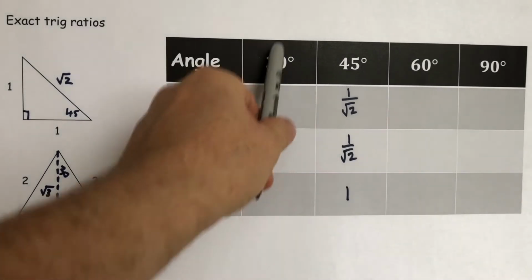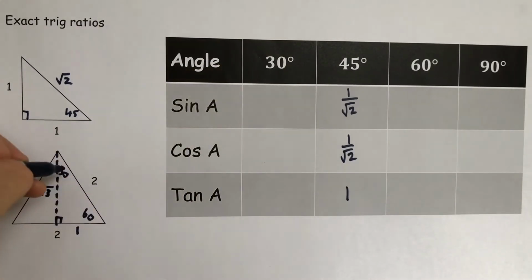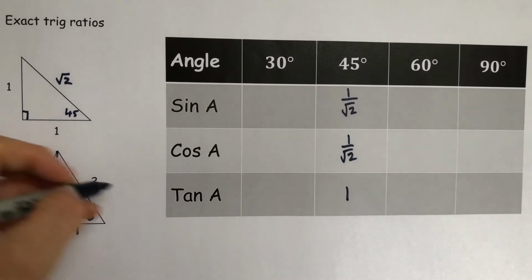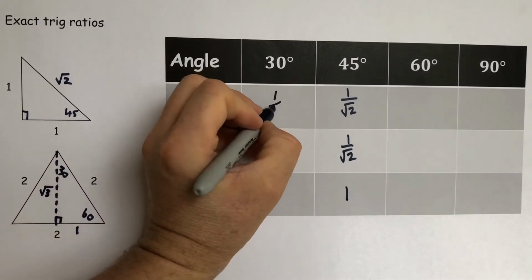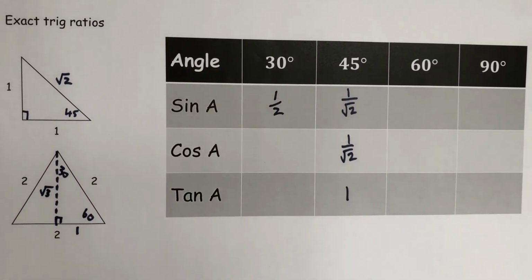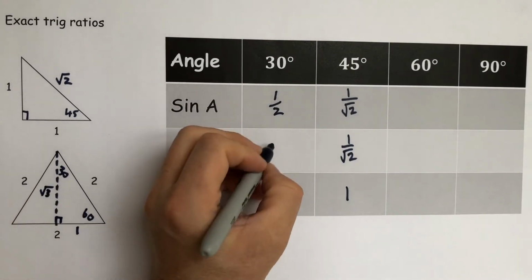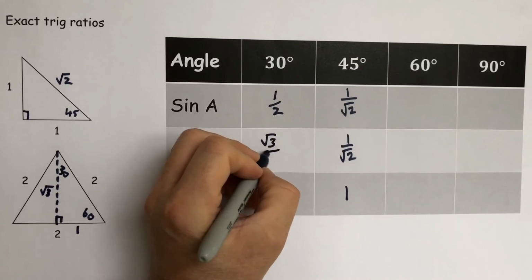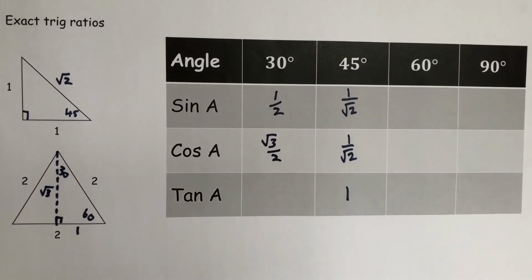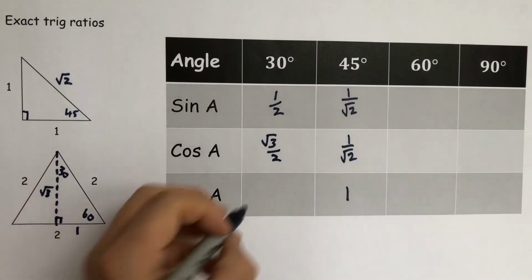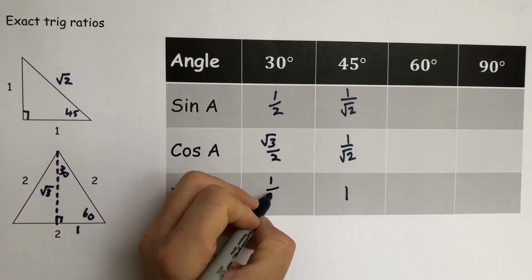So if I start with the 30 degrees, sine is opposite over hypotenuse, so that is 1/2. Cos is adjacent over hypotenuse, so square root of 3 over 2. And tan is opposite over adjacent, so 1 over the square root of 3.